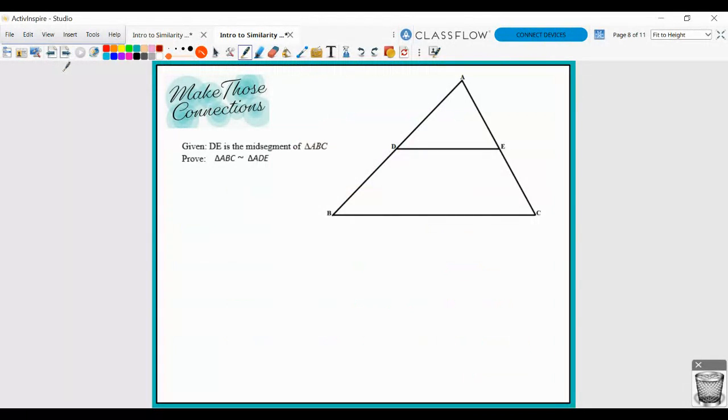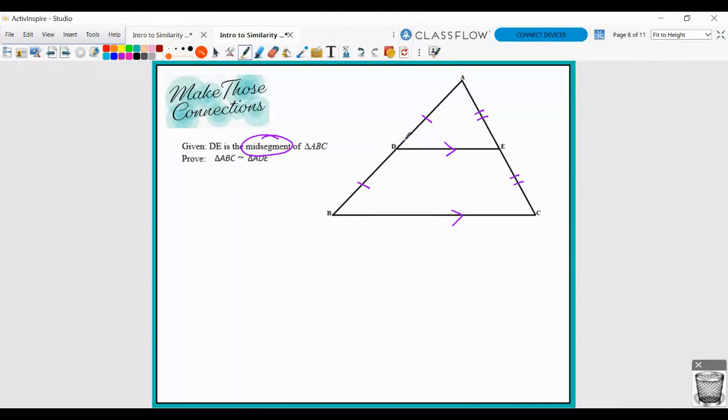Okay, I had to make this connection. I have to show you guys this. So we've got this triangle, and given DE is the mid segment, you've got to really pull in some background knowledge here, guys. If it's the mid segment of ABC, we're going to try to prove that they're similar. So what do we know about mid segments? We know that this mid segment is parallel to this. We also know that this segment is congruent to this segment. This segment is congruent to this segment.